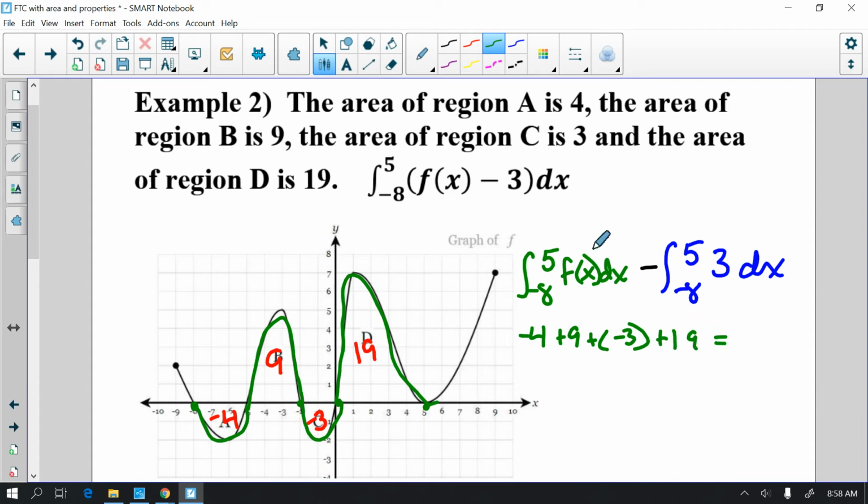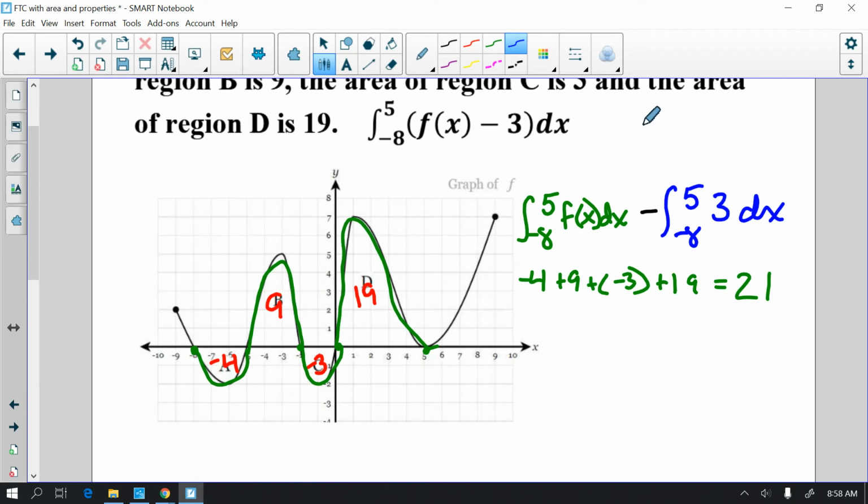So when I add for that first part of my definite integral, I had -4 plus 9 is 5, minus 3 was 2, and 2 plus 19 is going to give me 21. So from -8 over here to +5, this has an area of 21, which is the value now of my definite integral. So now for my second part, here's where the fundamental theorem is going to come in.